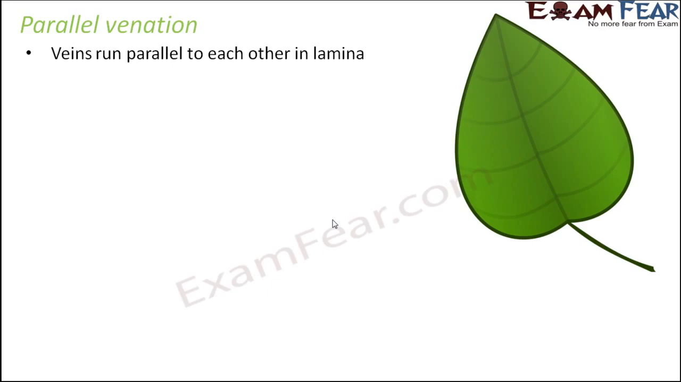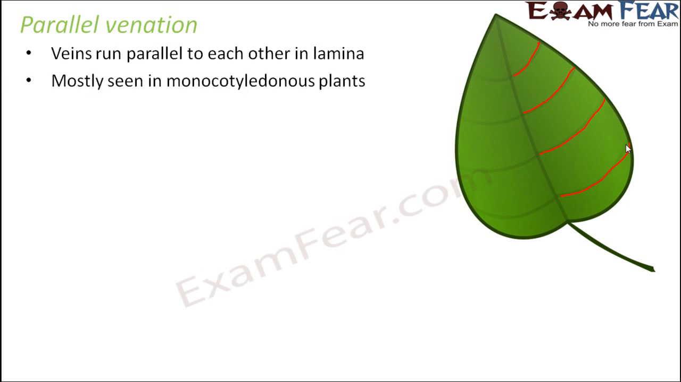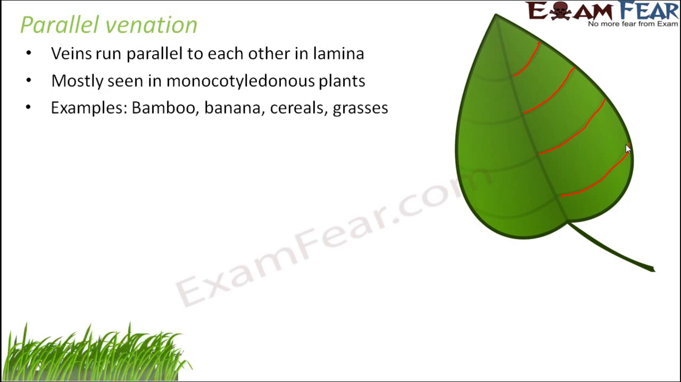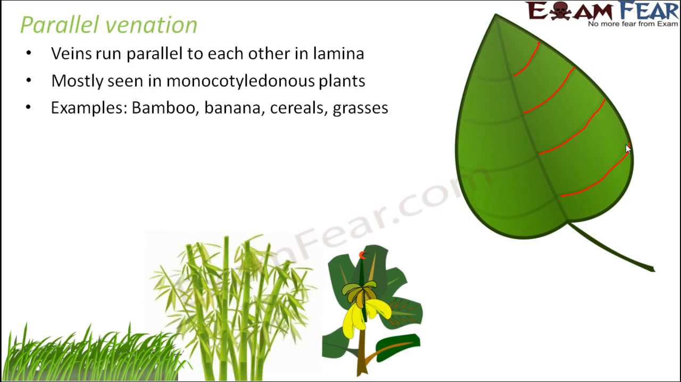So, here in the picture of this leaf, if you look at the veins, you actually see that they are running parallel to each other. So there is no haphazard arrangement here. So everything is systematic, and that is why it is known as parallel venation. It is generally seen in monocotyledonous plants like bamboo, banana, cereals or grasses. So there we generally see these kinds of leaves.